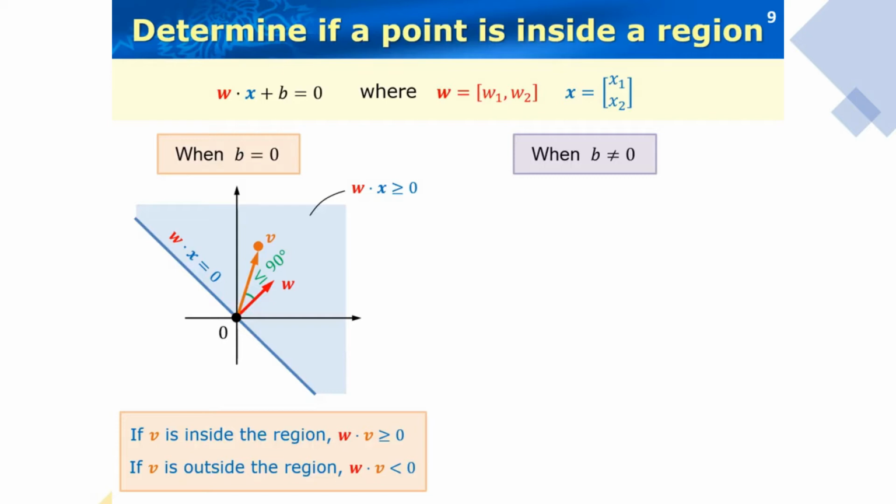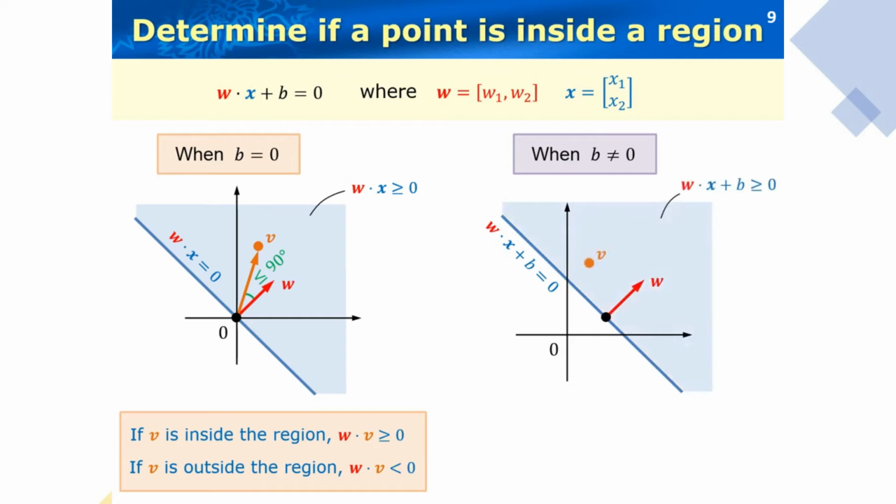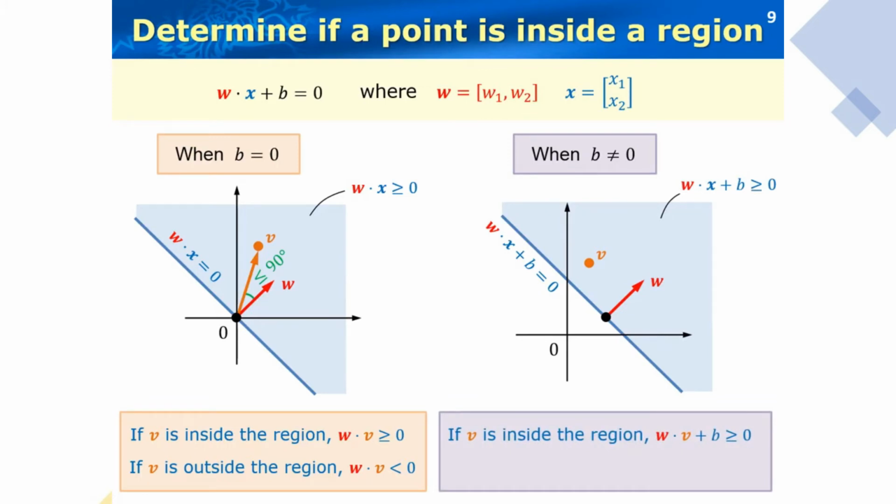We next consider the case when b is not 0. In this case, the line does not cross the 0 point. Given a point v, to determine whether v is inside the blue region, we can use a similar approach. If v satisfies wv plus b greater than or equal to 0, then v is inside the region, otherwise outside. However, in this case, we cannot simply use the angle between v and w to determine if v is inside the blue region. Even if the angle between v and w is less than 90 degrees, there are still chances that v may be outside the blue region, because the blue line does not cross the 0 point.